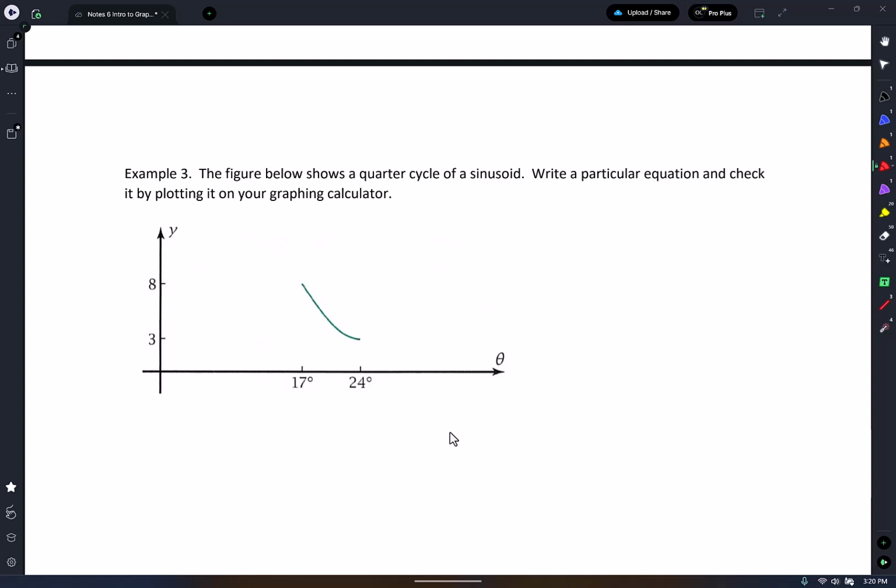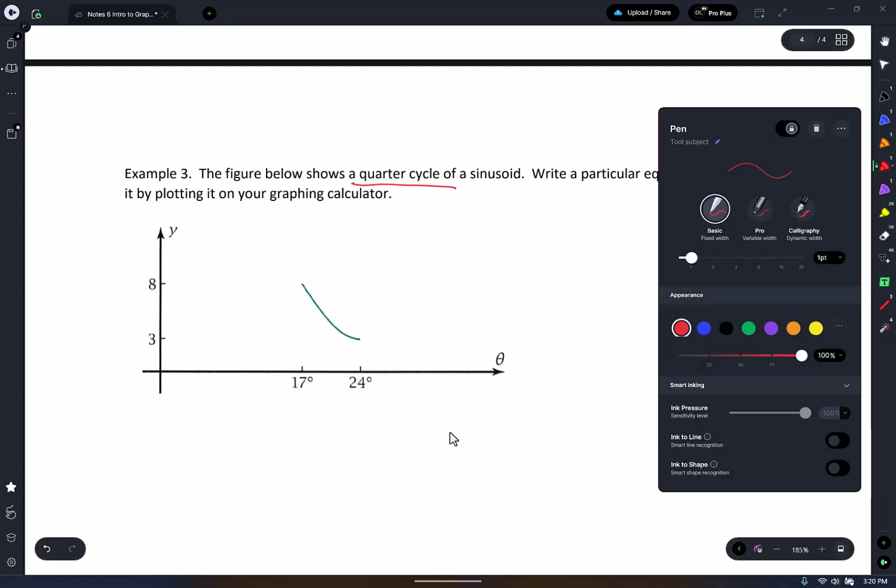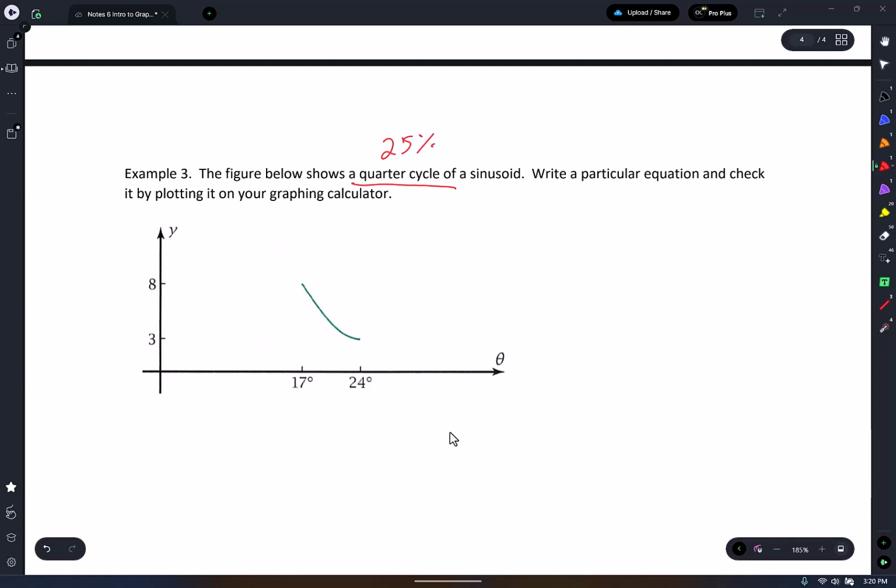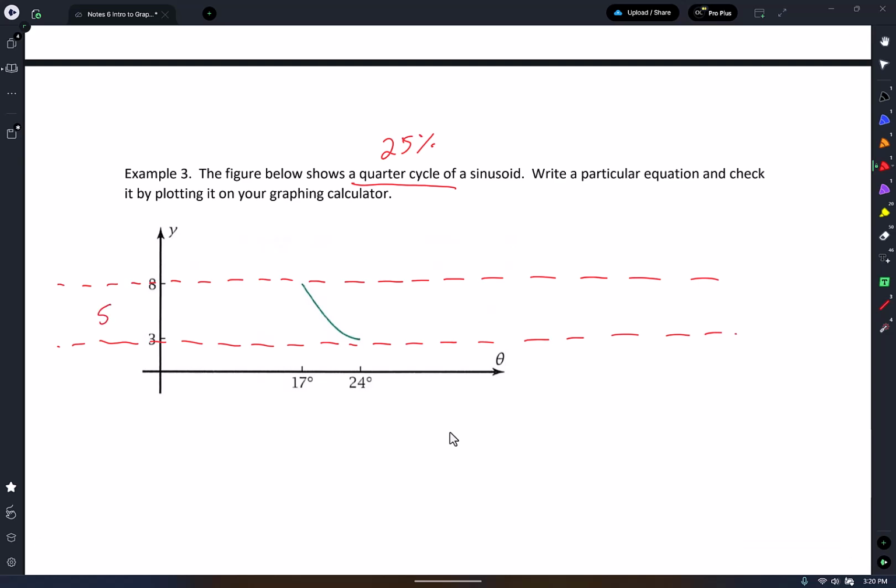The figure below shows a quarter cycle of a sinusoid. What does that mean? What does a quarter cycle mean? 25%. Write a particular equation and check it by plotting it on your graphing calculator. Okay, guys, if this is 25%, that means this 8 is your midline. It has to. 25%, that's your midline, and then that 3 has to be a minimum. So the difference between 8 and 3 is 5, so that means 5 is your amplitude.